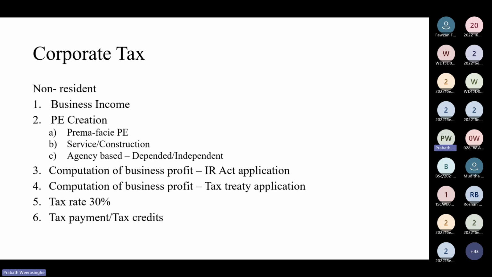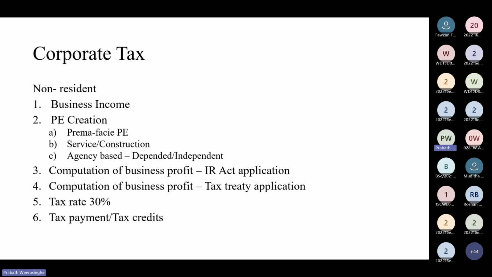So under the PE creation, there may be prima facie PE, service or construction-based PE, agency-based PE, right? Basically, this type of thing. So under prima facie PE, permanent establishment means there is a business location which is in nature permanent, and the enterprise is doing business from that particular place. In such a case, we have to consider there is a permanent establishment or fixed business place in Sri Lanka, right?